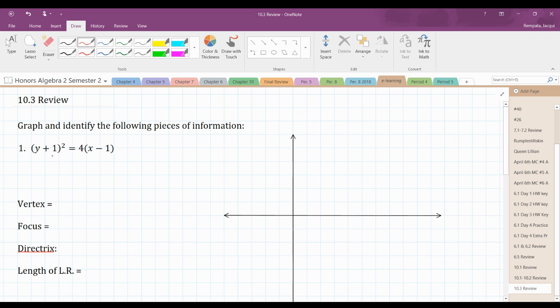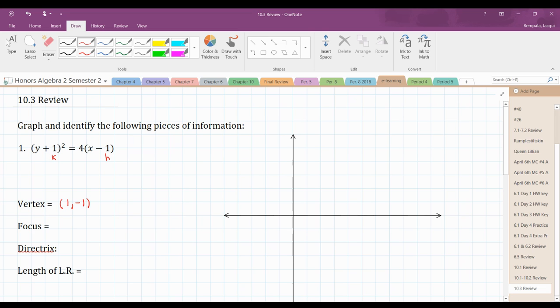Notice that the value that's inside the parentheses with the y is going to be the second value of our ordered pair for our vertex. Whatever's in parentheses with the x is going to be the first number in the ordered pair for our vertex. But remember, the signs have to switch. So really, it's going to be 1, -1 for the vertex.